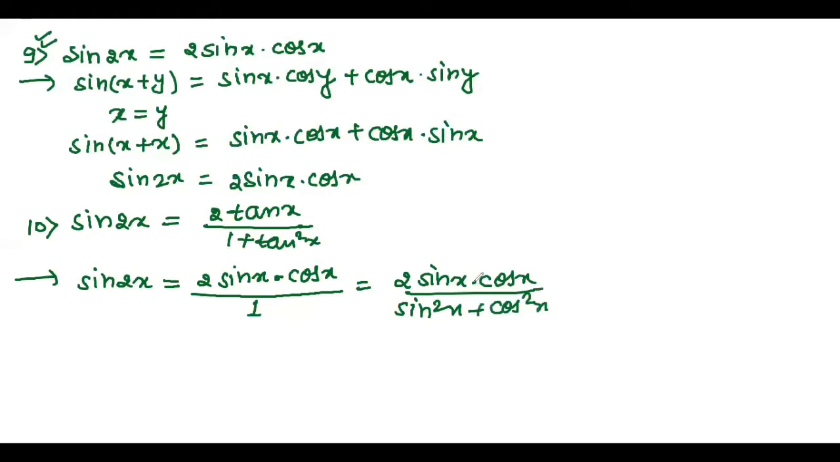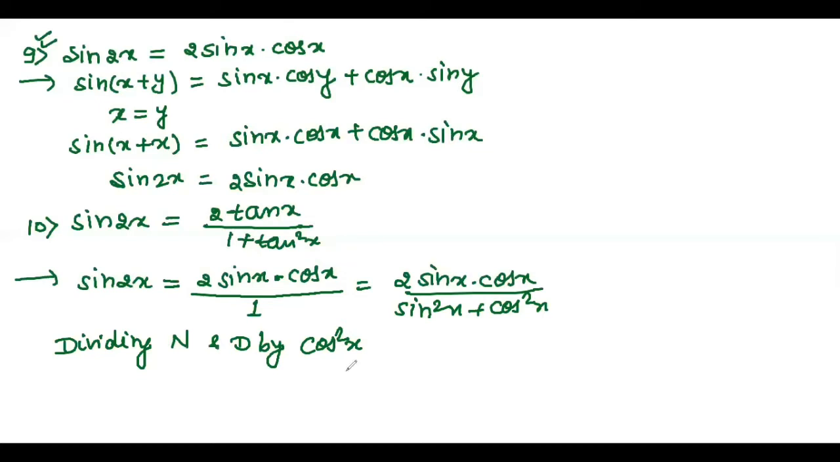Now, for finding this right hand side value, dividing numerator and denominator by cos square x. Derivation will not be coming in your exam. Just you have to remember the formula. But I'm showing here for some questions, for some identities.